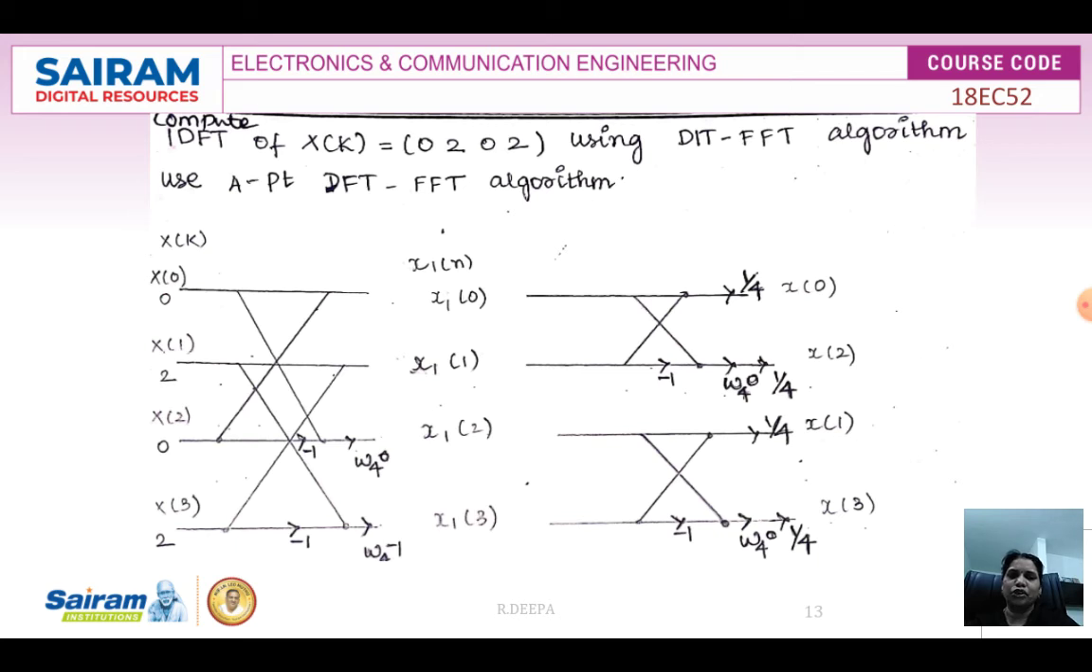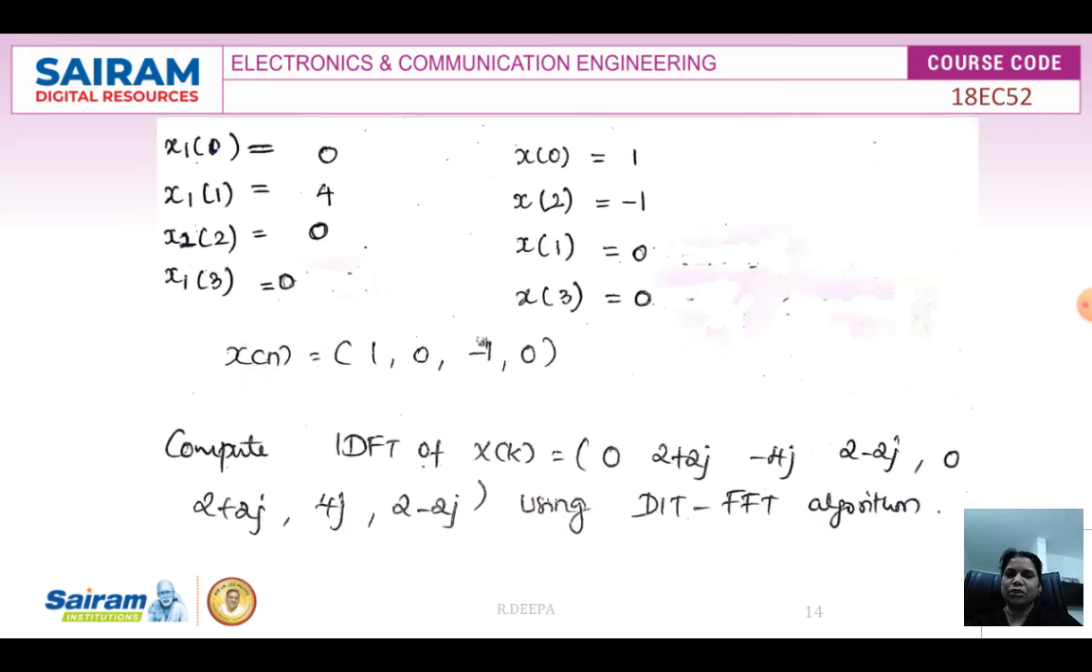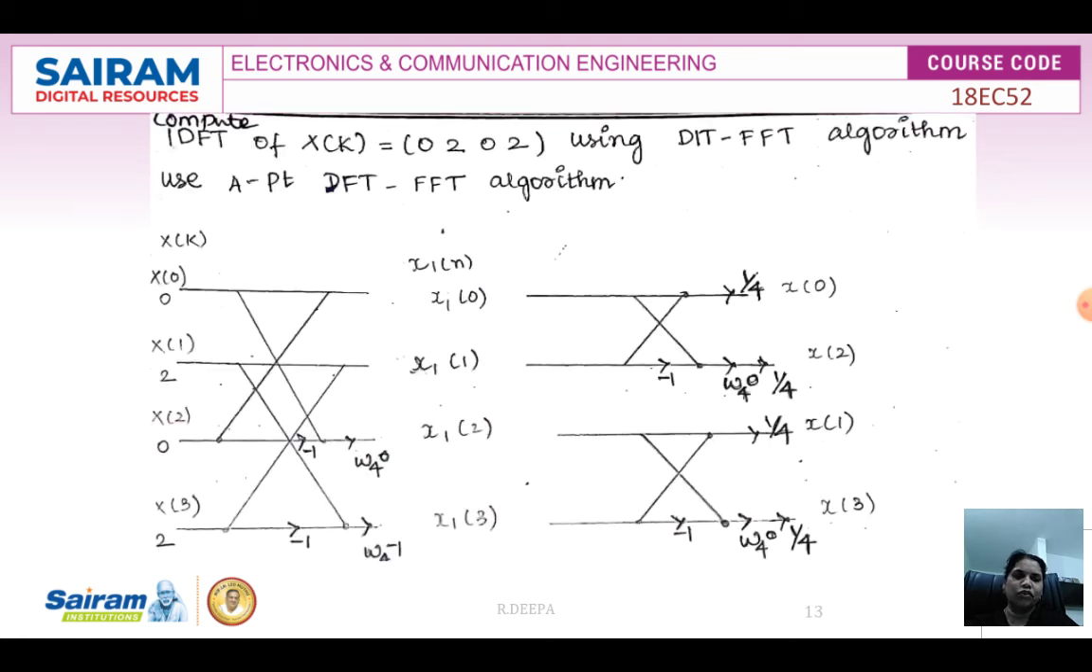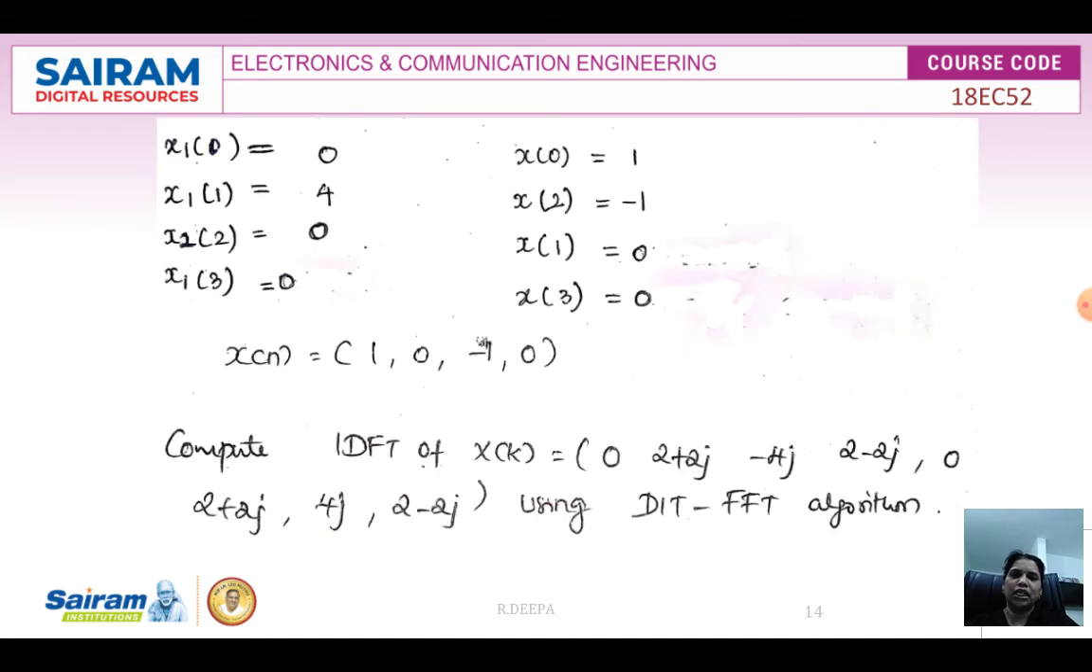Okay, so if I'm going to add and multiply with 1 by 4, the value seems to be 1. And similarly for the second output x of 2, it is 1 by 4 of x1 of 0 minus x1 of 1 whole multiplied with w4 power of 0, and it seems to be minus 1. In the same way, we'll frame the other two equations and we'll derive the output.